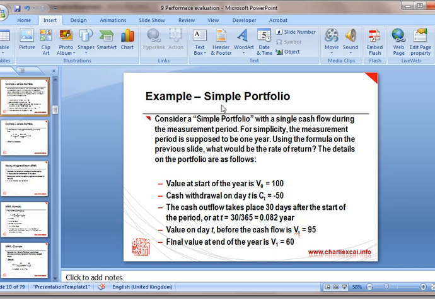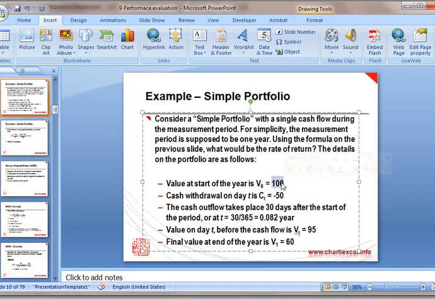We have the same example here. We have a simple portfolio. It's worth £100 when you invest at time zero, and then there's some cash outflow in the first 30 days of your investment, which is £50, and before you withdraw that money, it's actually worth £95 at that moment in time, so in time t, which is 30 days after your investment.